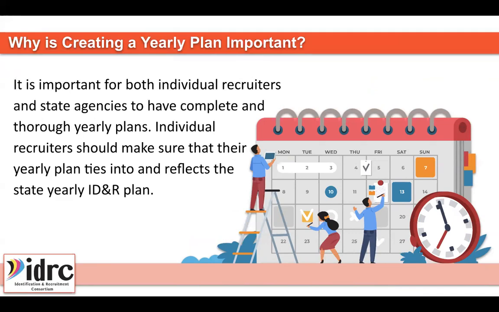It is important that both individual recruiters and state agencies have complete and thorough yearly plans. Individual recruiters should make sure that their yearly plan ties into and reflects the state yearly ID&R plan. During the course of this presentation, we'll be focusing primarily on the state plan as a whole, but many of the tips that we provide can be used individually by recruiters. You as a recruiter just want to make sure that your plan reflects and ties back into the state's plan, that your goals are in alignment and are similar, and that the work that you do is working towards fulfilling the goals of the state.